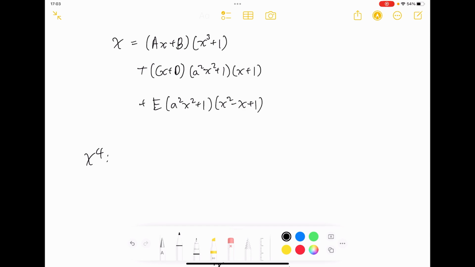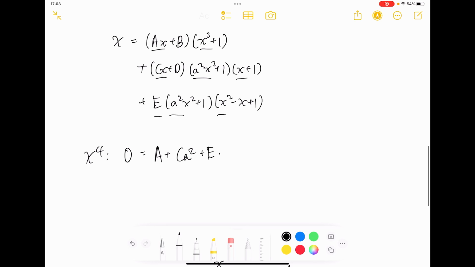Anyways, x to the 4th. On the left, we have no coefficient for it, so it's 0. On the right, we have ax times x cubed. That's going to get us an a. Cx times a squared x squared times x will get us a ca squared. And e times a squared x squared times x squared will get us an ea squared.